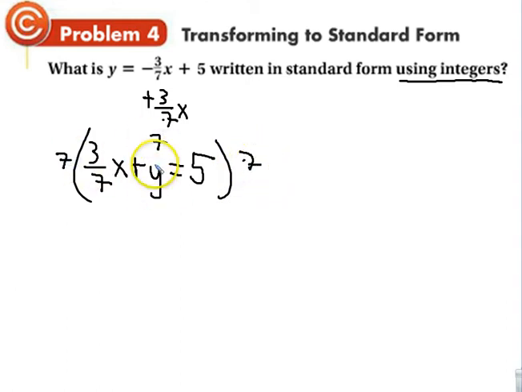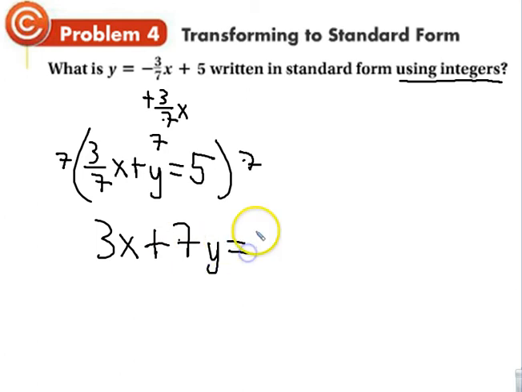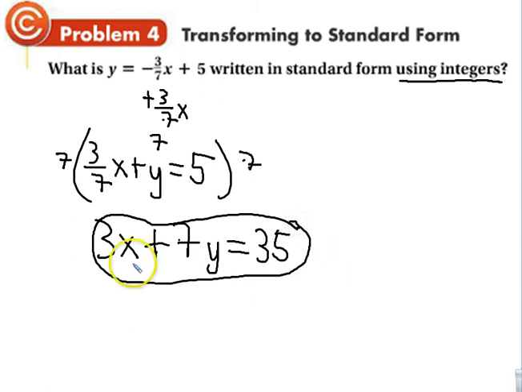Notice I put it above here too. So this is going to be 3x plus 7y equals 35. That is in standard form. x and y are on the same side, they're both integers. That's what it tells us to do.